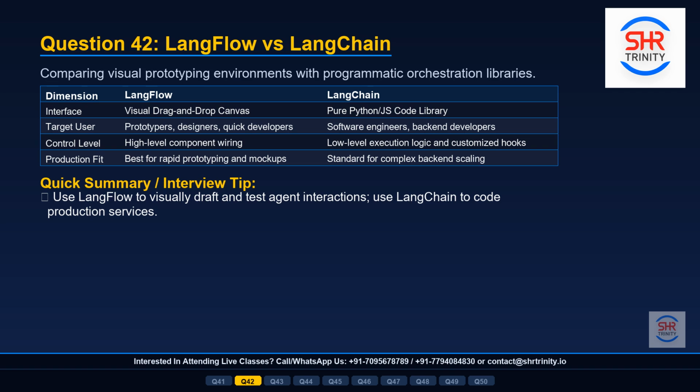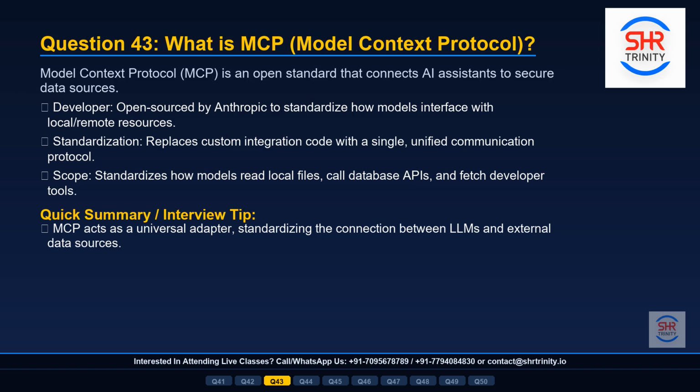Question 43. What is Model Context Protocol, or MCP? Model Context Protocol is an open standard communication protocol introduced by Anthropic. In traditional software development, connecting a large language model to a database, local file system, or developer tool required writing custom integration code for every tool. MCP standardizes this connection. It defines a clean client-server architecture. By using a single, unified protocol, any compliant AI client can connect to any MCP server, enabling AI models to safely read data, access development environments, and invoke custom business logic without custom code.